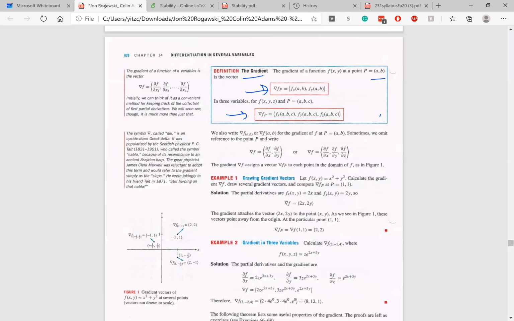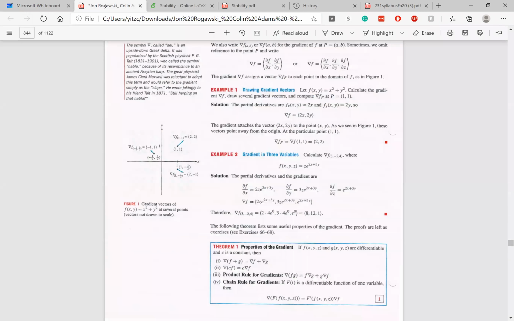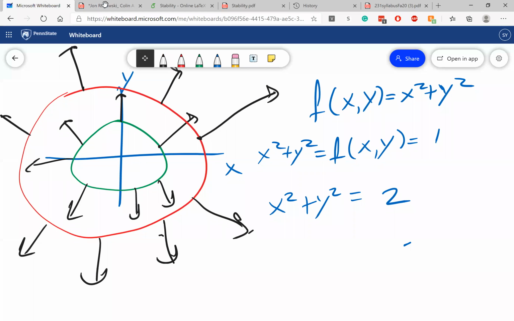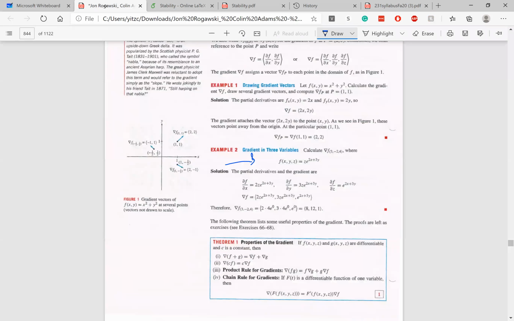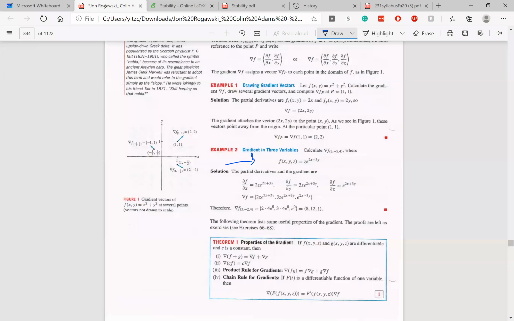So let's try another example, the gradient of 3 variables. So now they tell me f of x, y, z is equal to z e to the 2x plus 3y. And then they ask us to calculate the gradient of f at the point 3, negative 2, 4.